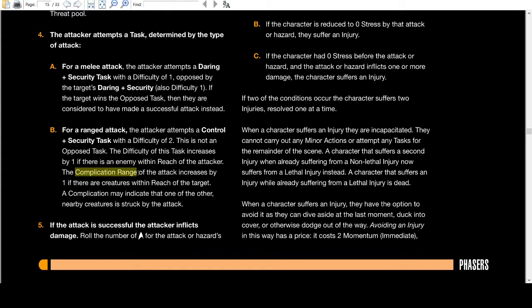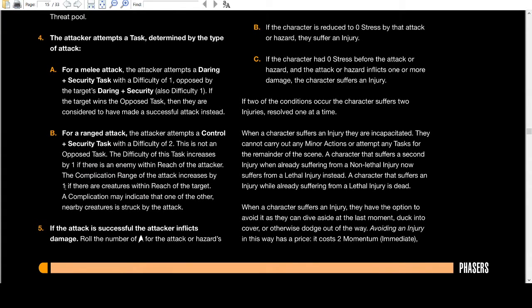Complication range is another term that looks new to me. Although in this case, I think it's quite easily understood that it's only meant to be applied in a situation where there are more creatures within the reach of the target. So, if there's at least a couple of characters standing side by side, then this is where the complication range comes in and can increase the difficulty by another 1.